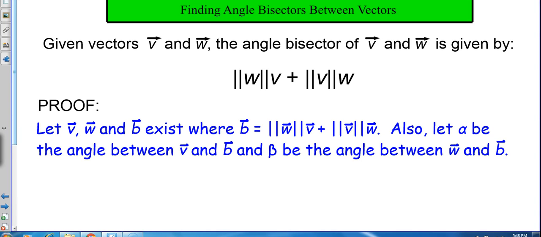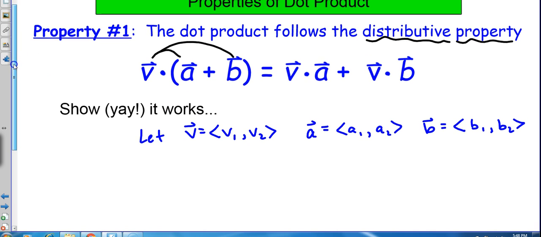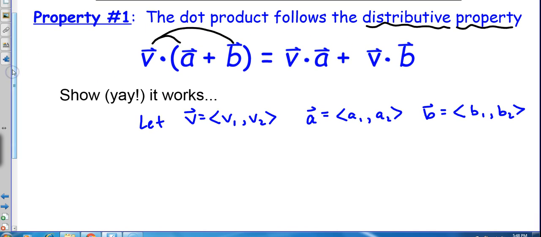All right, so the first property of dot products that we want to look at is essentially if we take the dot product of a vector and the sum of two vectors, so v dot quantity vector A plus vector B, essentially that follows the distributive property. And that dot product gets distributed to both the first and the second vector, and we get the sum of the dot products. So pretty standard use of the distributive property as it relates back to multiplication and addition.